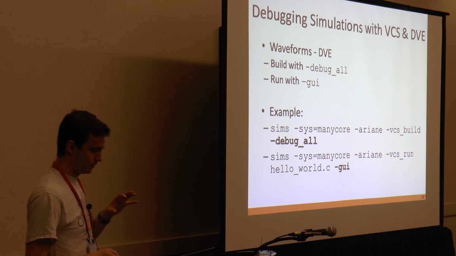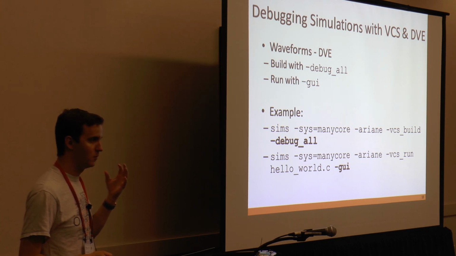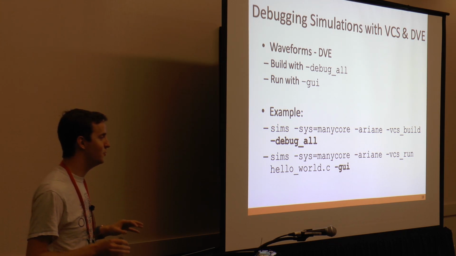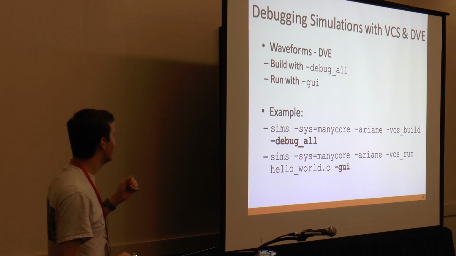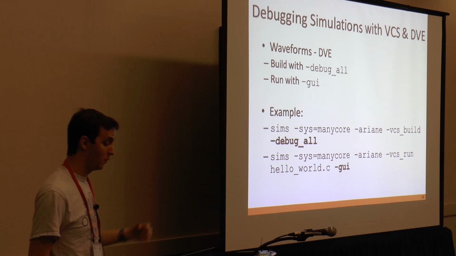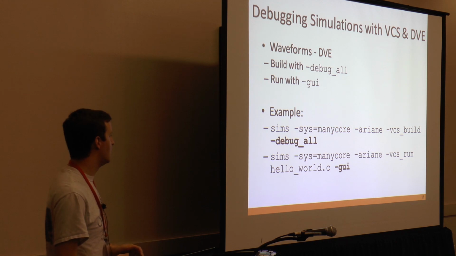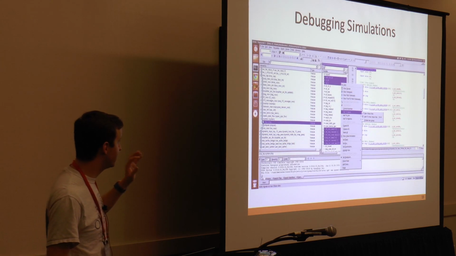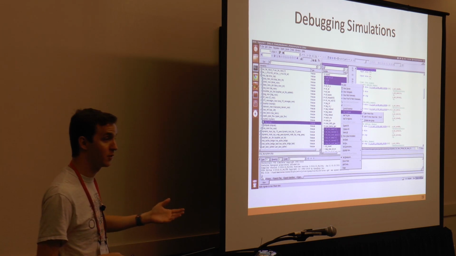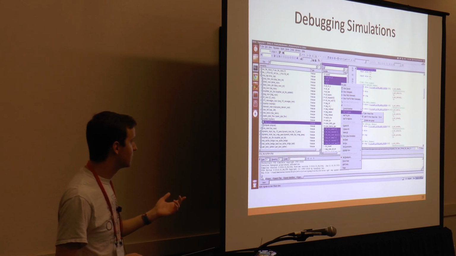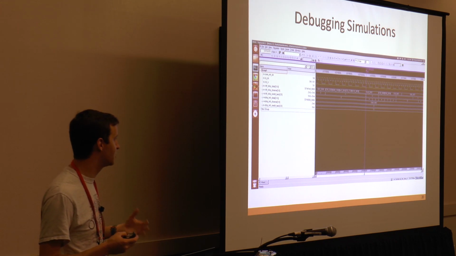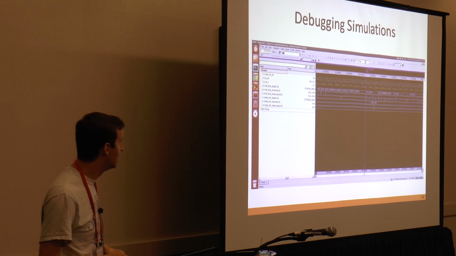As I mentioned before, if you want more low-level debugging and these monitors are too high-level for you, you can look at individual waveforms and see the ones and zeros. You can get the graphical interface using the debug all and GUI flags when building and running your simulation respectively. And that will bring up a graphical interface using DVE. And at which point you can find your chip, find the module within the chip that you're interested in looking at, and add those waves to your waveform viewer, and see and track the changes in the values as time goes on.